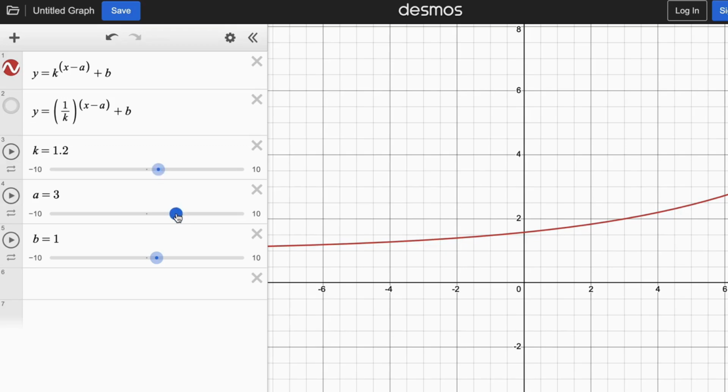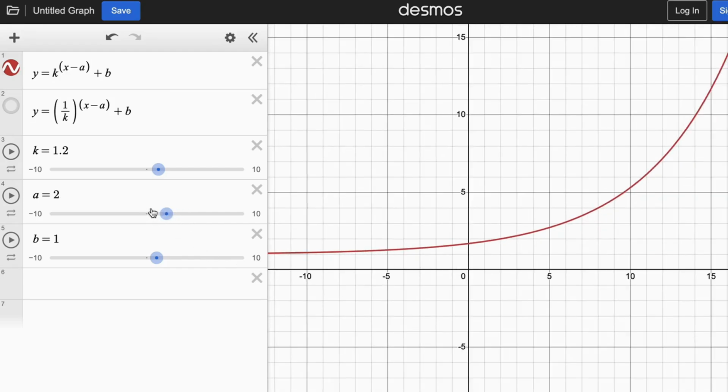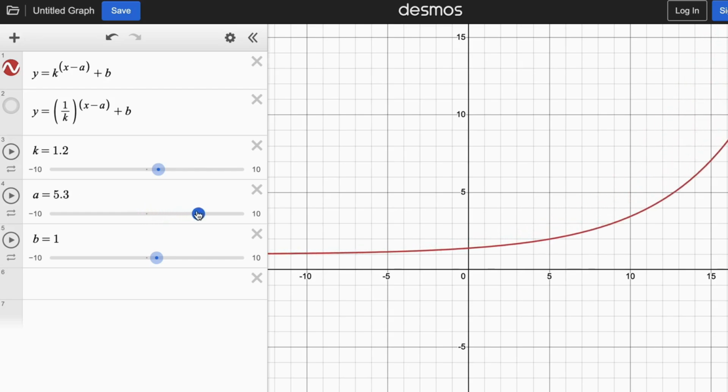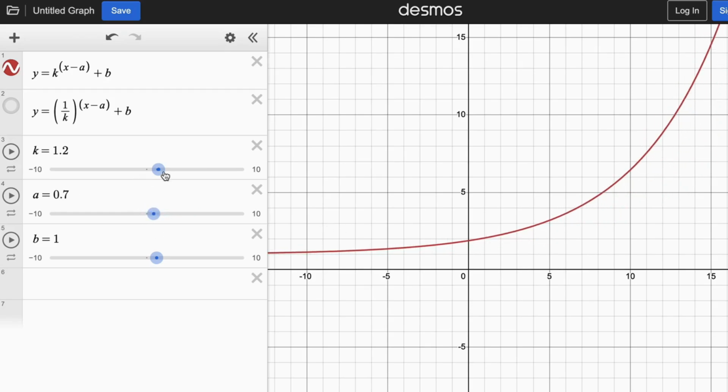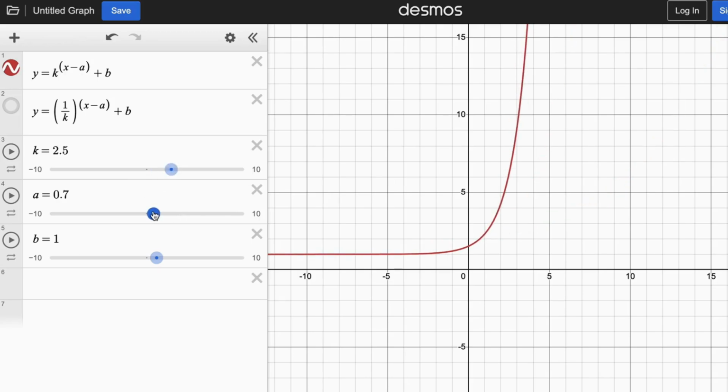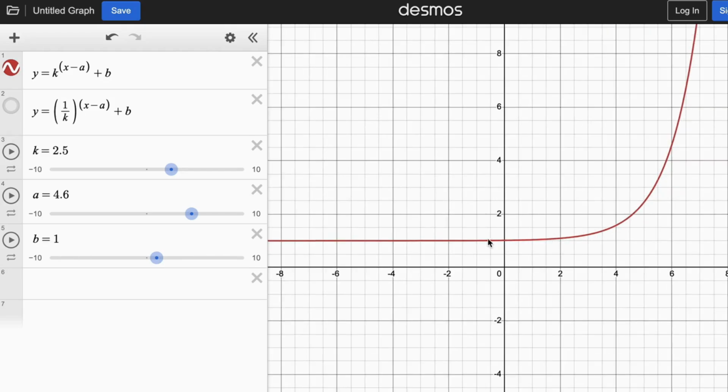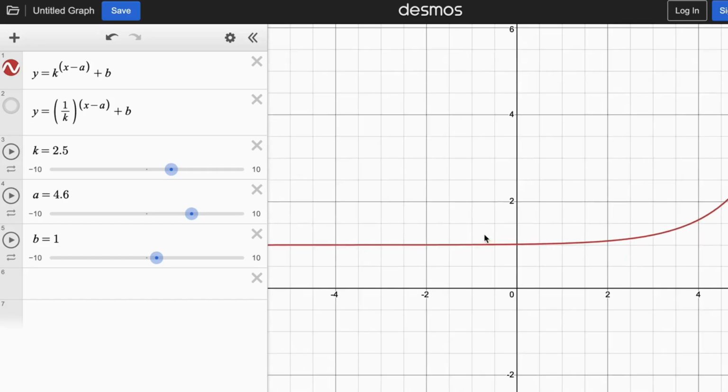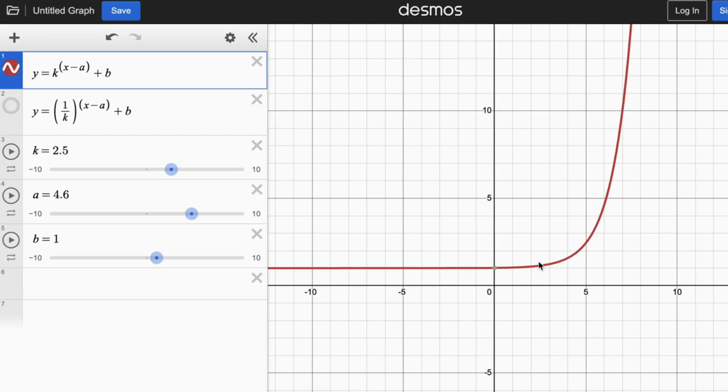Now, moving on to a. What happens when we move a? Let me squish it a little bit, and now we can see the effect of a more properly. What is happening is that our graph is moving horizontally, but our asymptote, which is b, is 1. So the graph is approaching y equal to 1, but never quite meeting it. You can see the value gets closer and closer to 1, but it will never go exactly to 1.